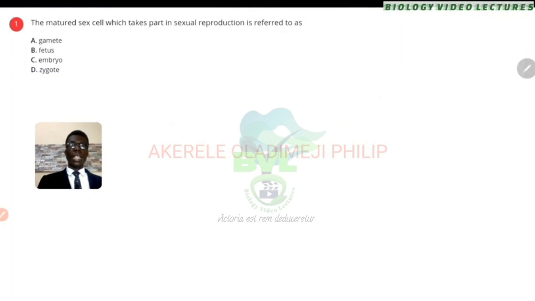The matured sex cell which takes part in sexual reproduction is referred to as gametes. What are the gametes we have? In humans, we have the sperm cell and the egg cell. Of course, the sperm cell is found in the male, while the egg cell is found in the female. These two form the gametes that are produced by structures called gonads. Gonads in the female are the ovaries, and the gonads in the male are the testes.